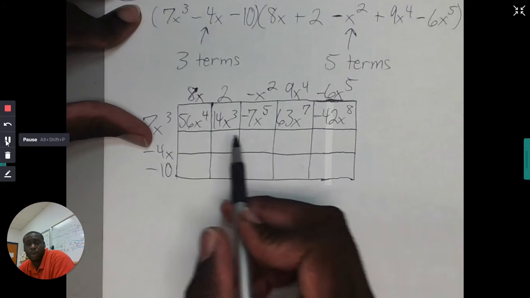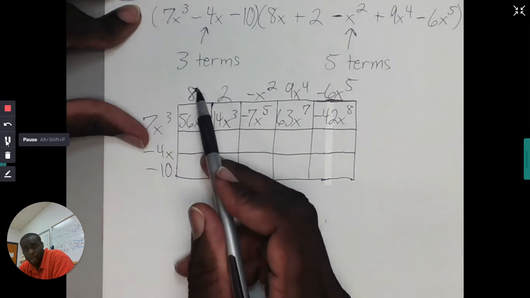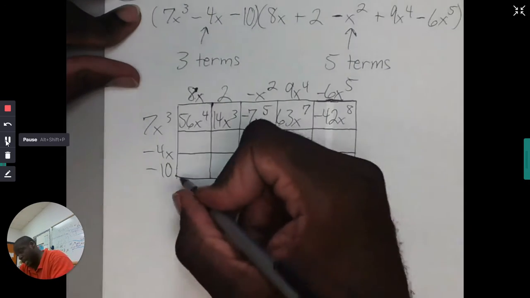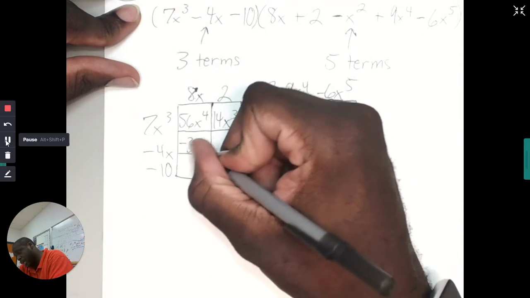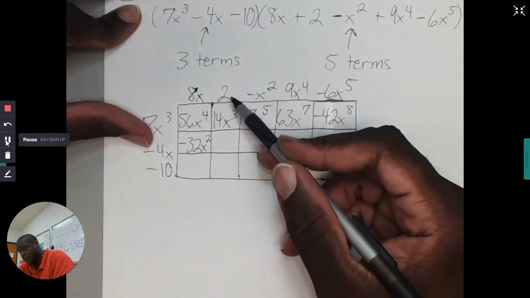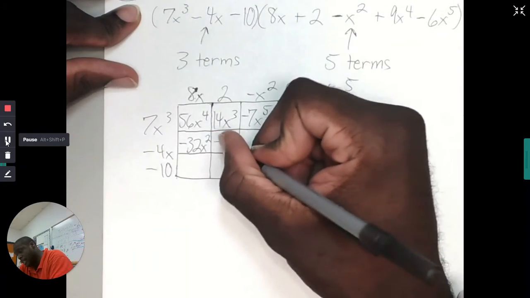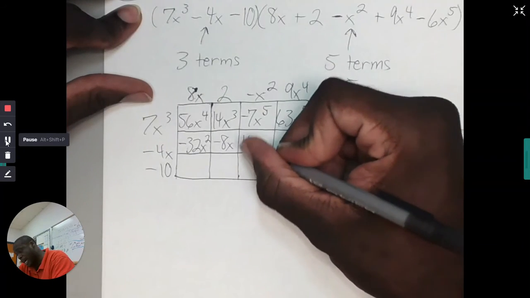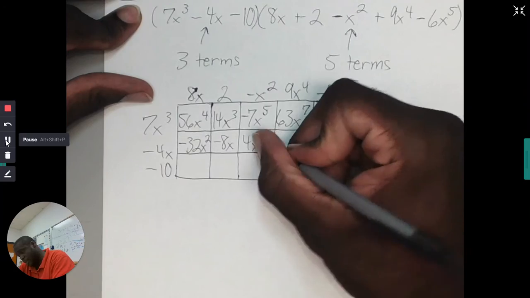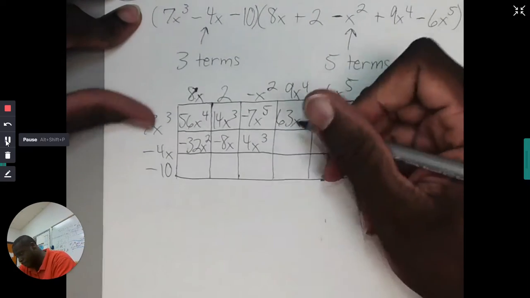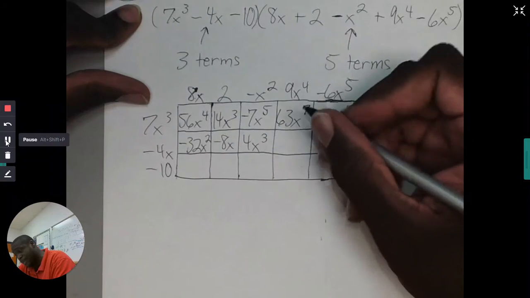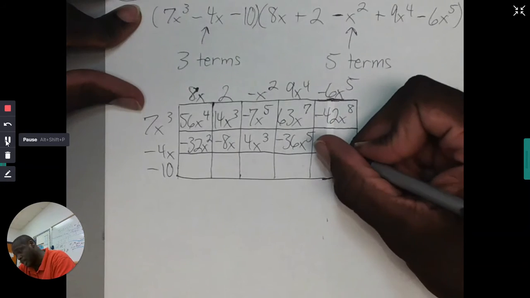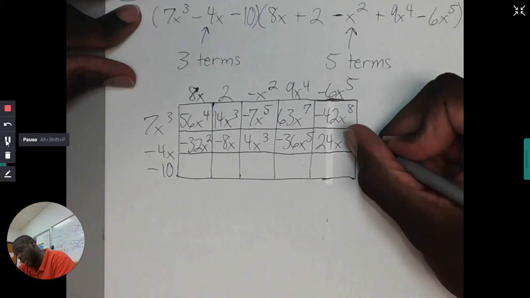Now I'm going to do this middle row. I'm going to distribute negative 4x to each part up here at the top. So negative 4x times 8x gives you negative 32x to the 2nd. Negative 4 times 2 gives you negative 8. There's only 1 x there. Negative 4 times negative 1 gives you positive 4. And you wind up having x to the 3rd, excuse me. Negative 4x times 9x to the 4th gives you negative 36x to the 5th. This is going to be 24x to the 6th.